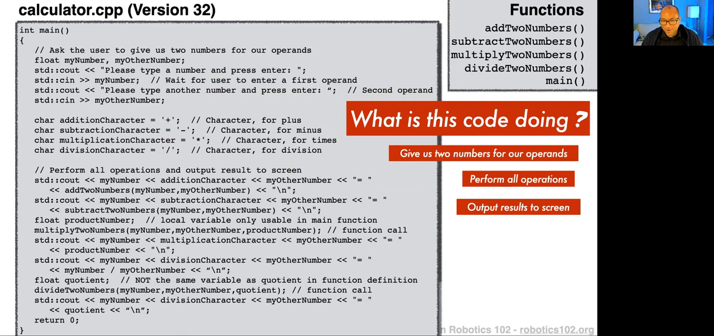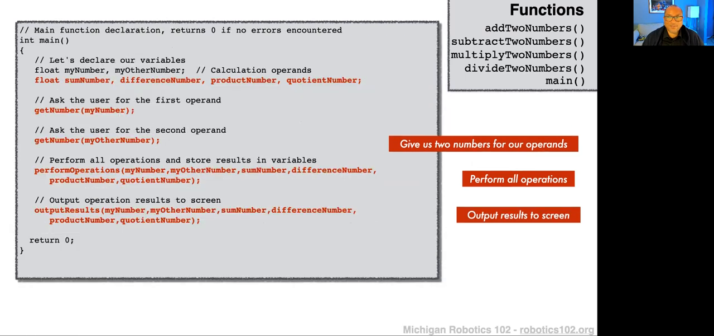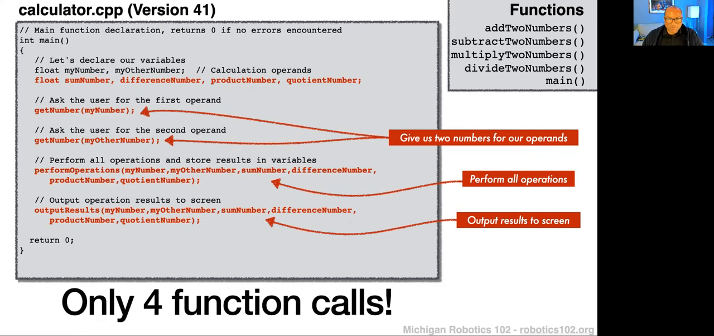So I'm sparing you all the versions that I did in between and jumping straight to version 41 of this. If I just think about those basic calls, then I can just make my calculator work in four function calls. Get two numbers, right? I can get a number, then get another number. And then I can perform all of my operations, and then I can output the results to the screen.